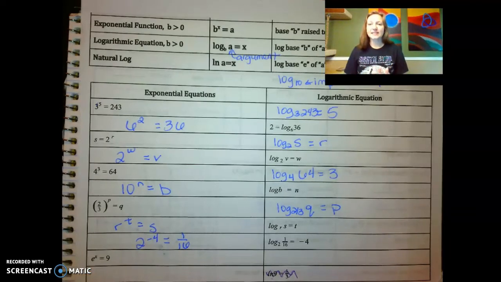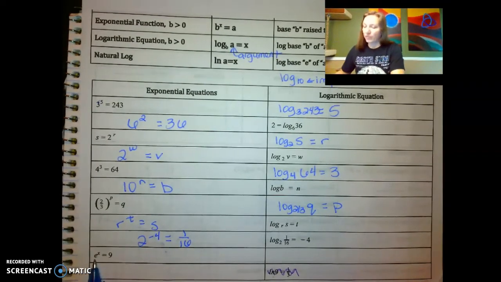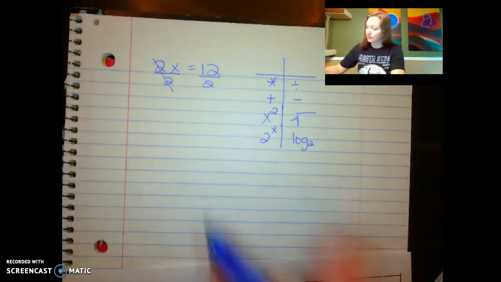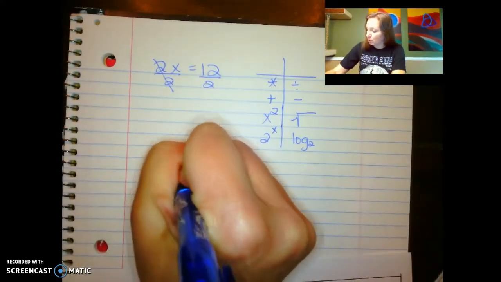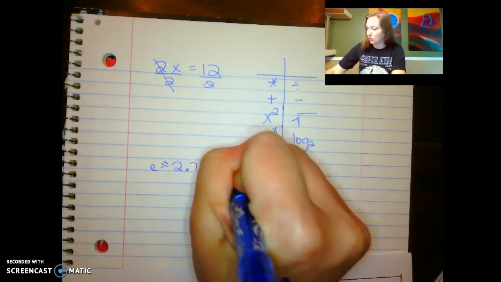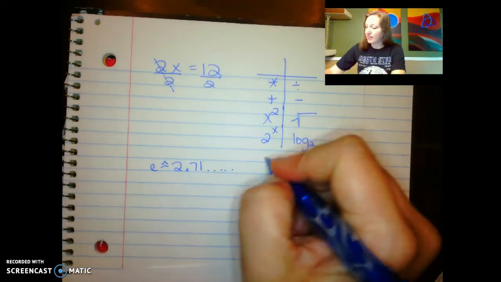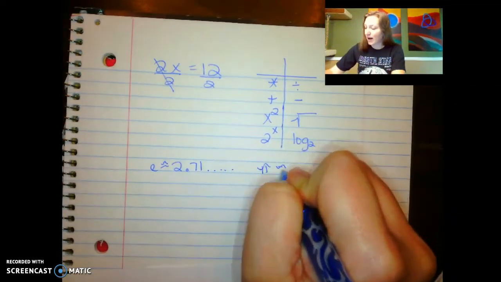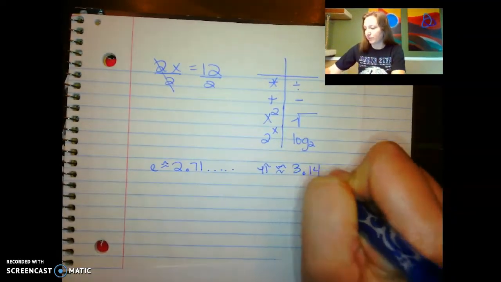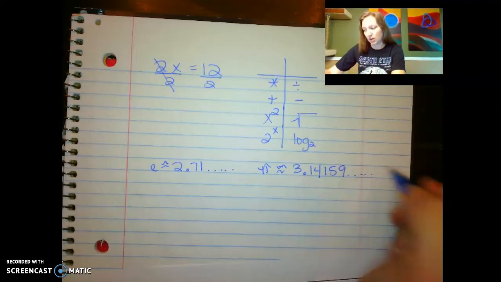Okay, here's our last special case. This e is not a variable. E in exponential functions is actually a constant. E is approximately 2.71. It's an irrational number though, so it goes on and on and on, okay? Think of it as like pi. You know pi is approximately 3.14159, and it goes on and on and on, right?